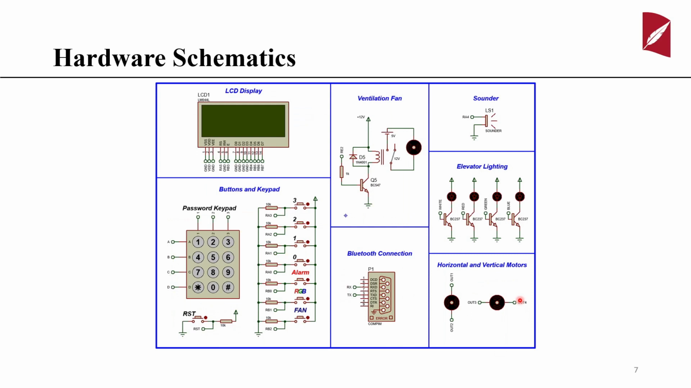This is hardware side of schematics. To inform user, there is an LCD. It is going to ask for floor numbers, office numbers, and also passwords for 3rd floor and 3rd office of 3rd floor. As you can see, there is also buttons and keypad side.